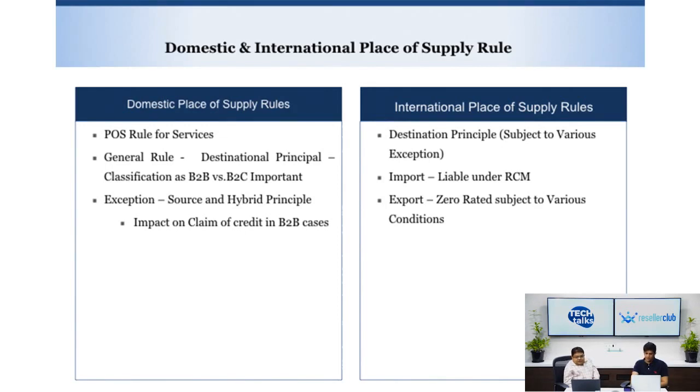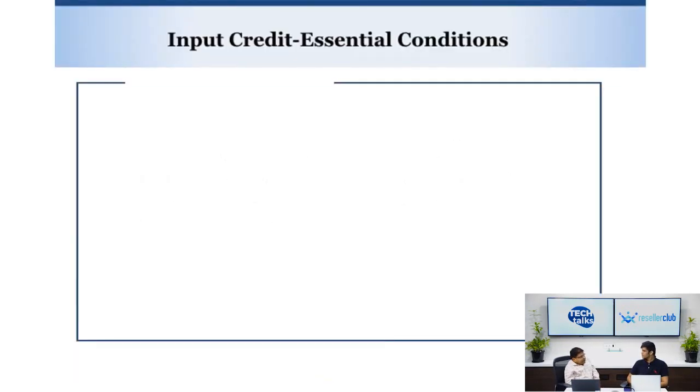So for an international place of supply, it will be destination based, subject to various exceptions. Import will be considered under the reverse charge mechanism, and export, as you already mentioned earlier, is considered as zero rated, but subject to fulfillment of various conditions.